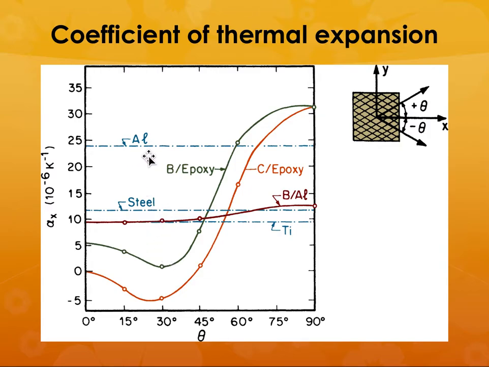You can see that this is aluminum. It is approximately 24 into 10 to the power minus 6, whereas steel is approximately 12 into 10 to the power minus 6. Copper is 16 into 10 to the power minus 6. So if you have carbon epoxy and if you want really low thermal expansion coefficient, you would like all the fibers to be oriented in the approximately 20 degrees orientation. So that would give you the lowest thermal expansion coefficient for this material.